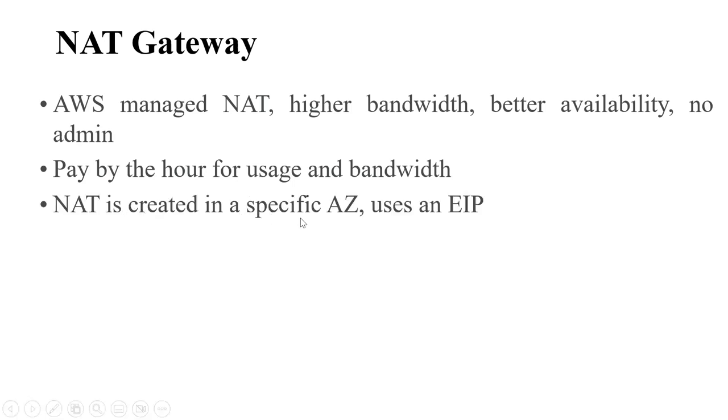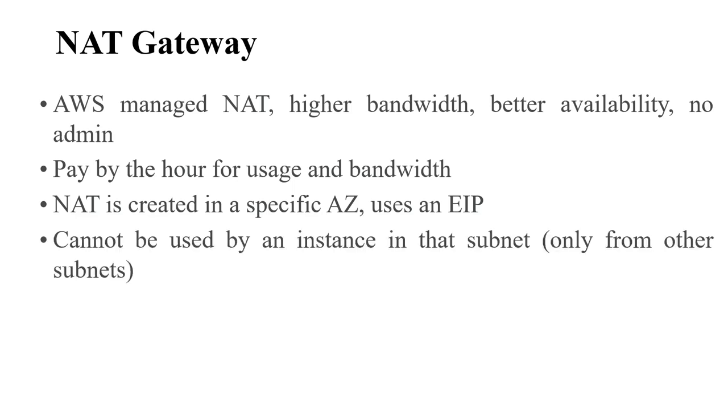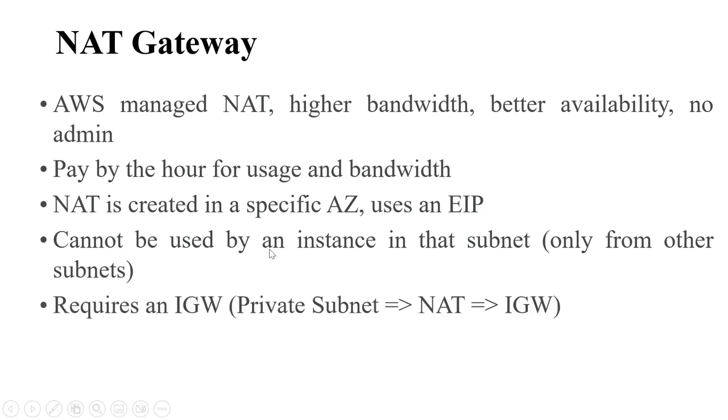A NAT gateway is created in a specific availability zone, and it is going to use an elastic IP address. So you need to define that availability zone, and it is going to use an elastic IP. One static IP address is required for the NAT. It cannot be used by an instance in that same subnet, only from other subnets, which we can access.